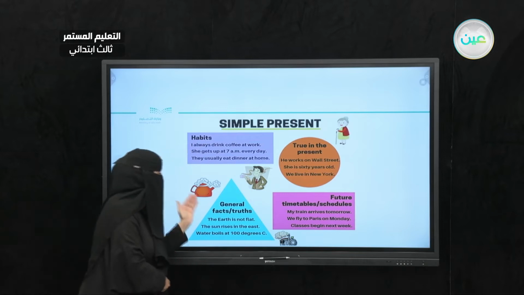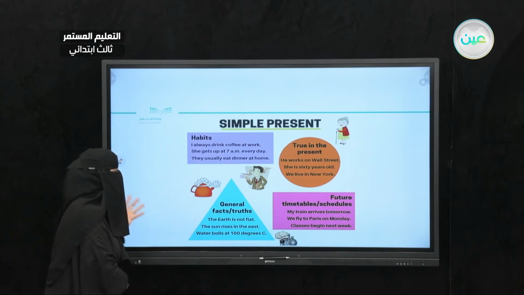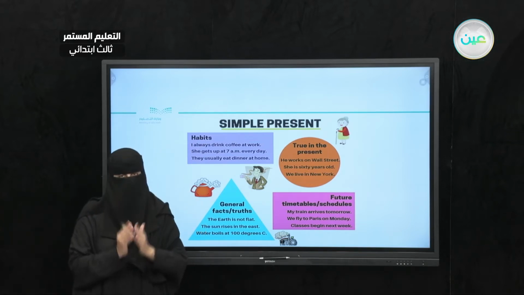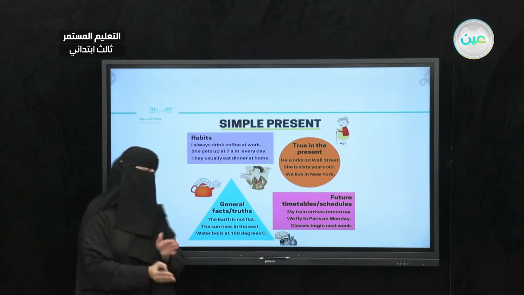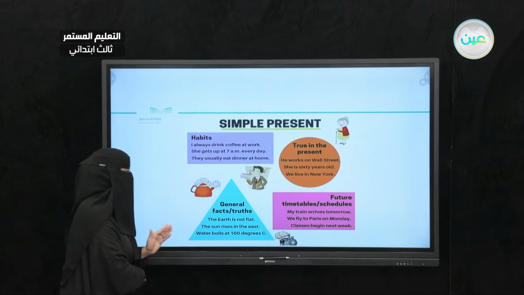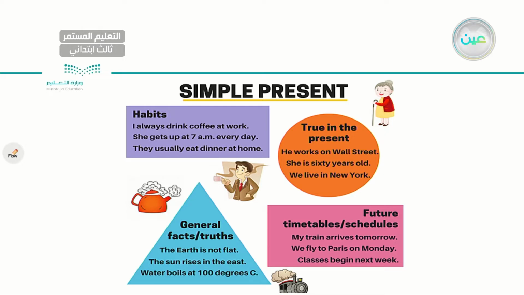What else? Whenever we are talking about general facts or truth, we still use the simple present. The earth is not flat. The sun rises in the east. Water boils at 100 degrees Celsius. So these are all facts, truth. For facts and truth, we use present simple.